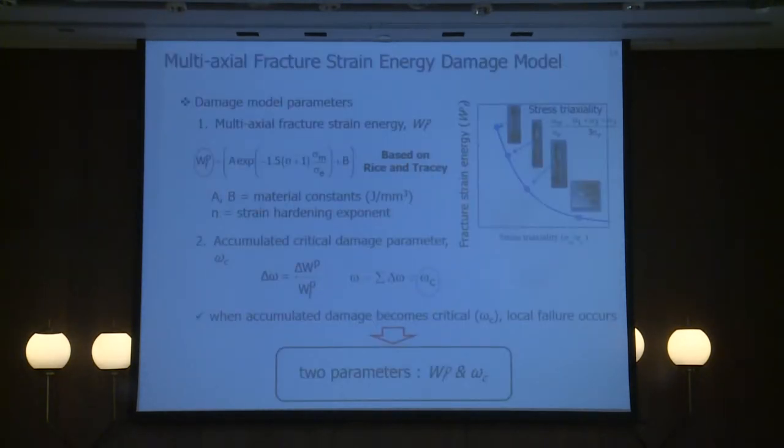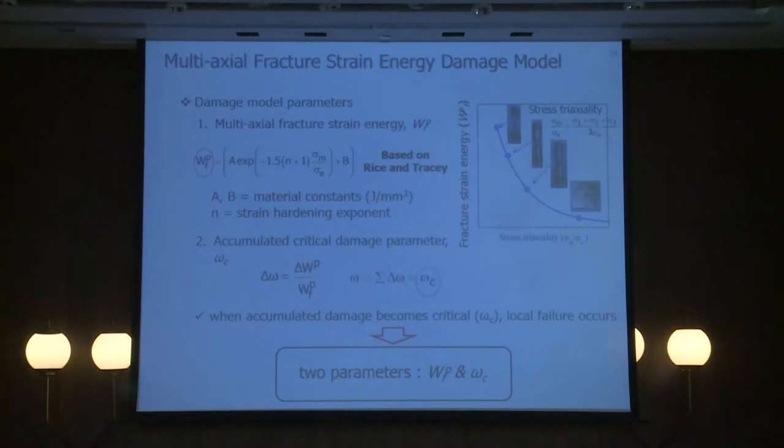The damage model we applied is the strain energy based damage model, and we have to determine two damage parameters. The first one is the multiaxial fracture strain energy, WF, and the other one is the accumulated critical damage parameter, omega c. The multiaxial fracture strain energy, WF, can be expressed in terms of stress triaxiality, which is based on Rice and Tracy, where A and B are material constants, and N is the strain hardening exponent. To determine this equation, we need at least two different tests with different stress triaxiality states, and we have tensile test data and CT test data.